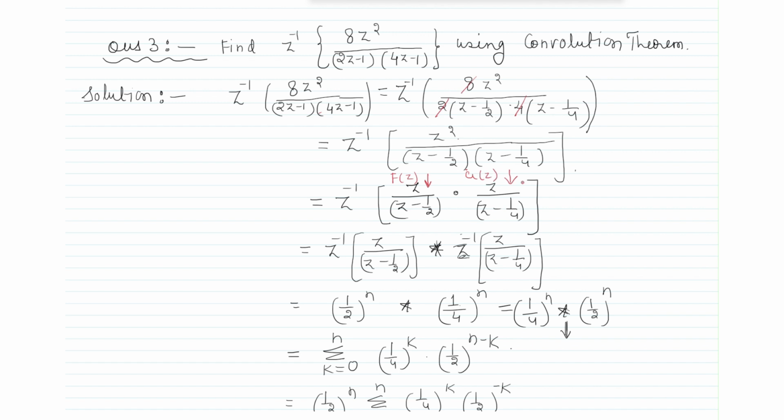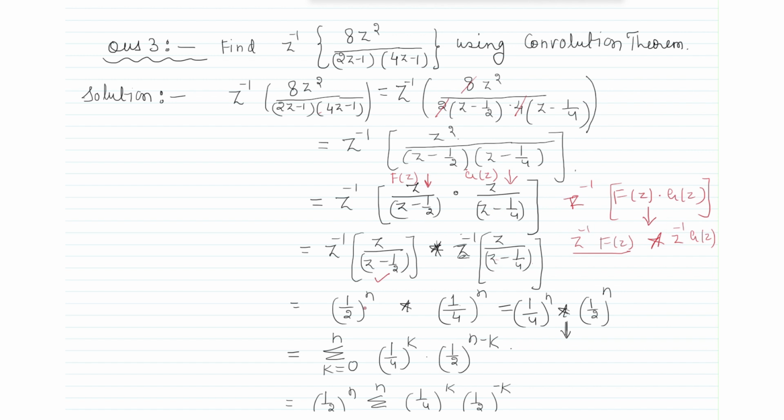So again apply the same formula of the z inverse. What is the formula? F of z into g of z, and this you can write by using the convolution formula. We can just split this first: z inverse of f of z, this dot is replaced by star, and we'll write z inverse of g of z. So using the first, z inverse of f of z, which is z upon z minus half, and the second, g of z, which is z upon z minus 1 by 4.